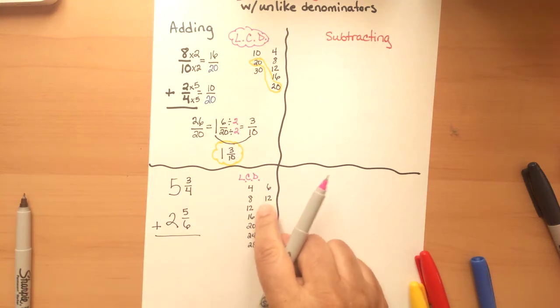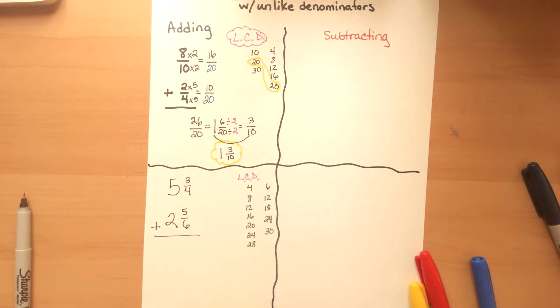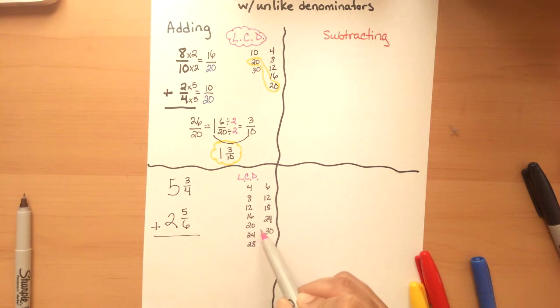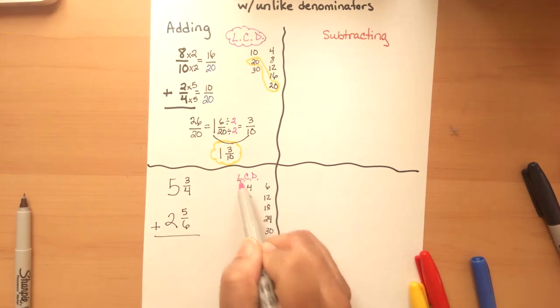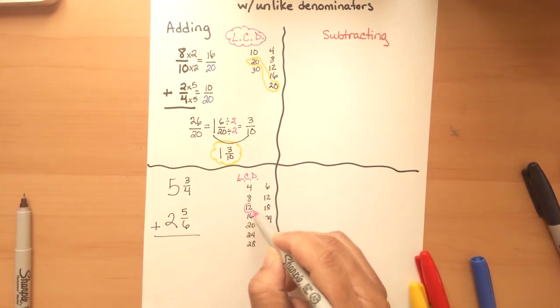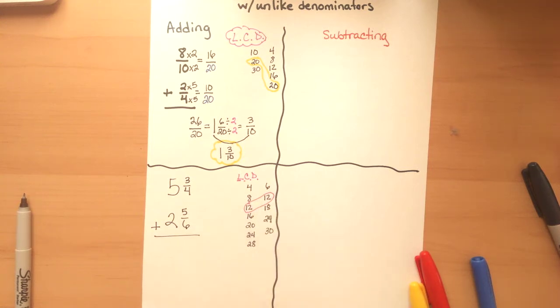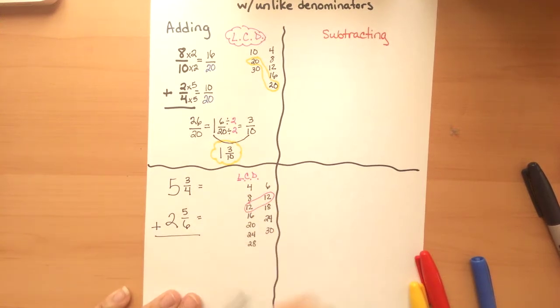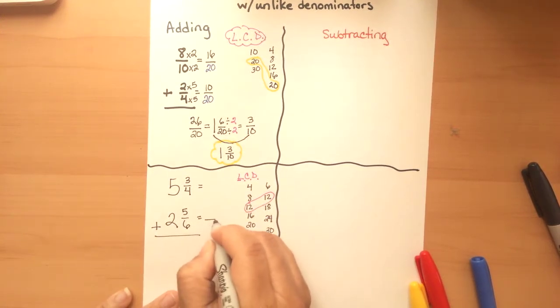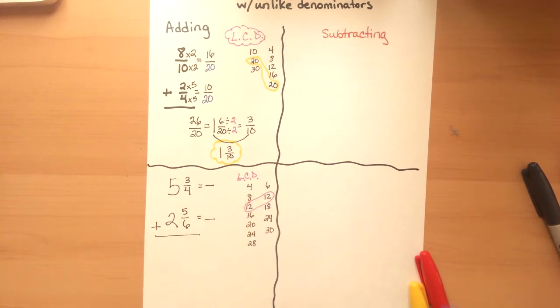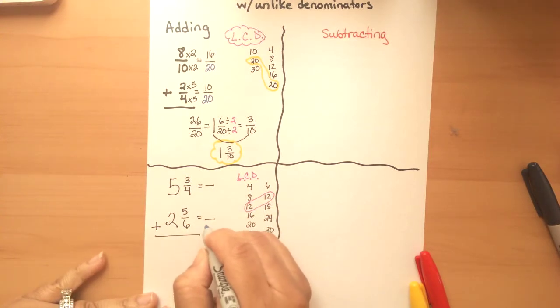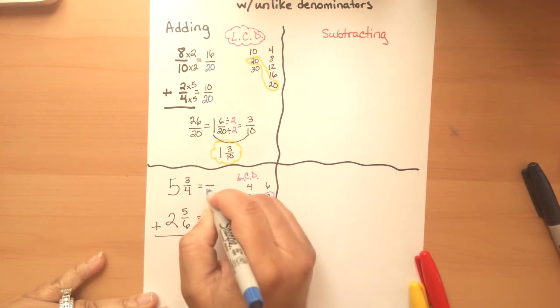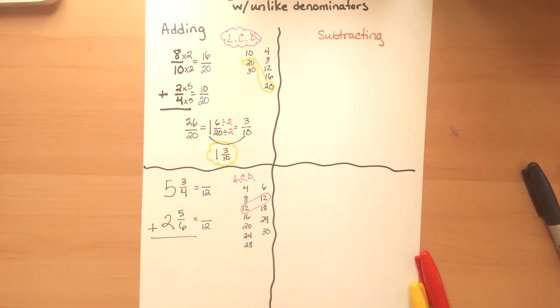Or do I have an LCD of 12? Correct. Yes, they both have 24 in common, but if I'm looking for my lowest common denominator, that number is going to be 12. So I take that number 12 back over here and I make me an equivalent fraction that has 12 as my common denominator.